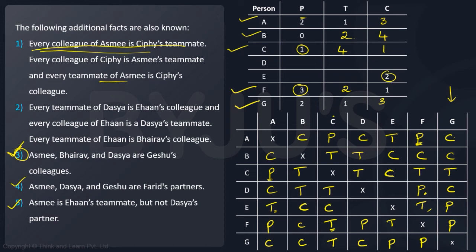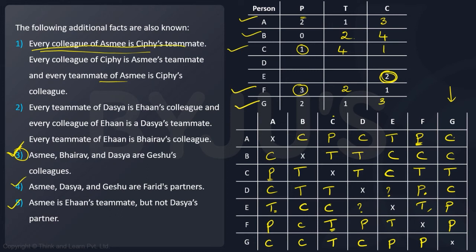Your D is almost done. D and E are left out. In fact, you have your E. E has 2 colleagues. So 2 colleagues are done. Who else is left? D and E, right? So what can be D? So E can be partner. So basically these two points. You can't have a colleague here because colleagues for E are already done. E has 2 colleagues only, which means it's a partner or a T. So P or a T.